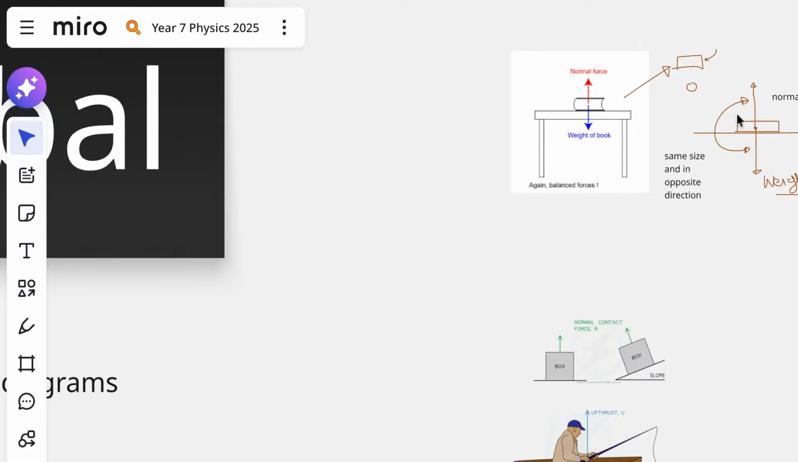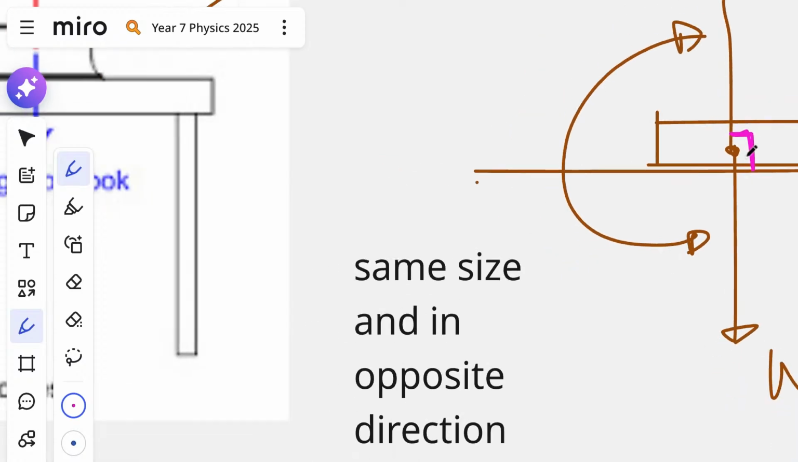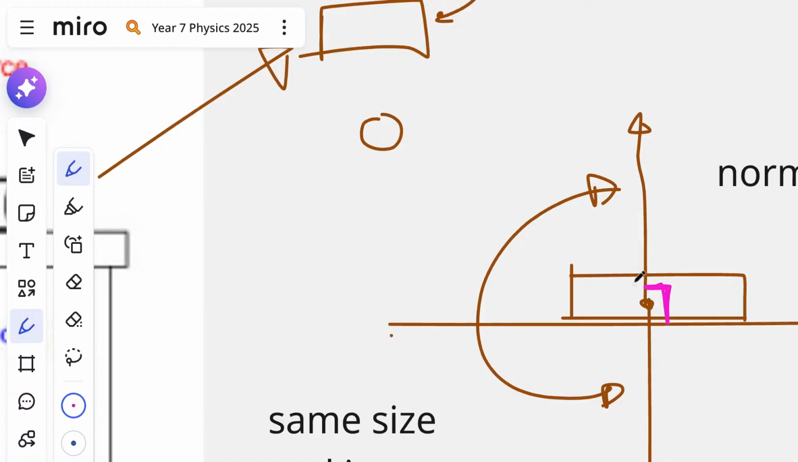I'm just going to talk about the normal force. The normal force is at 90 degrees. Let me change colour. Let me do pink. Now, you should have done that in maths at some point. If you haven't, that's 90 degrees. Let's just label this. This is 90 degrees.